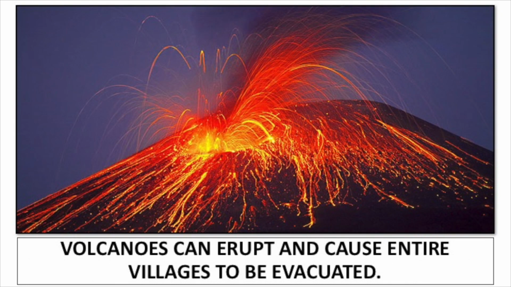And then volcanoes can erupt and cause entire villages to be evacuated. Yes, the word evacuated means everybody needs to leave. If Chiang Rai had a volcano and it erupted, everyone in Chiang Rai would have to leave. Maybe go to Chiang Mai or Phayao, because they're very dangerous. But luckily, we don't have any volcanoes here. But any place that has a volcano, if this happens, eruption, everybody has to leave.